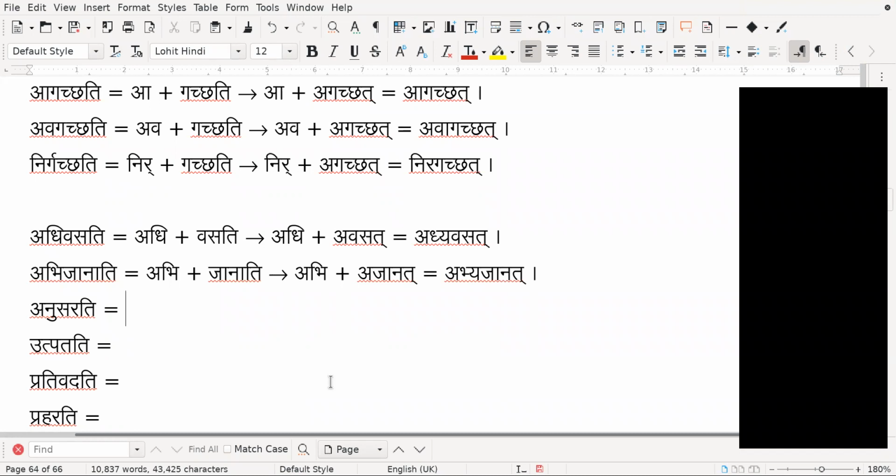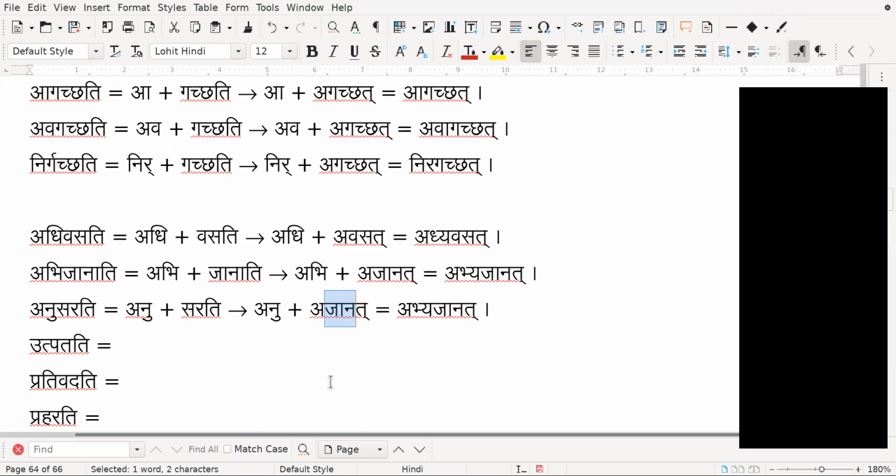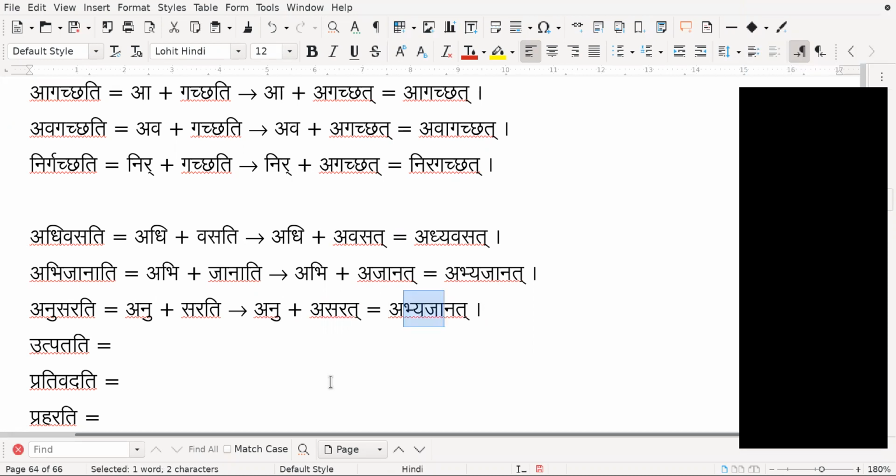Mahodaya, shall I try? Go ahead. Anu plus Asarati. Anu plus Sarati. It becomes Va. Anvasarati. Anu plus Asarat. Anvasarat. Samyak.